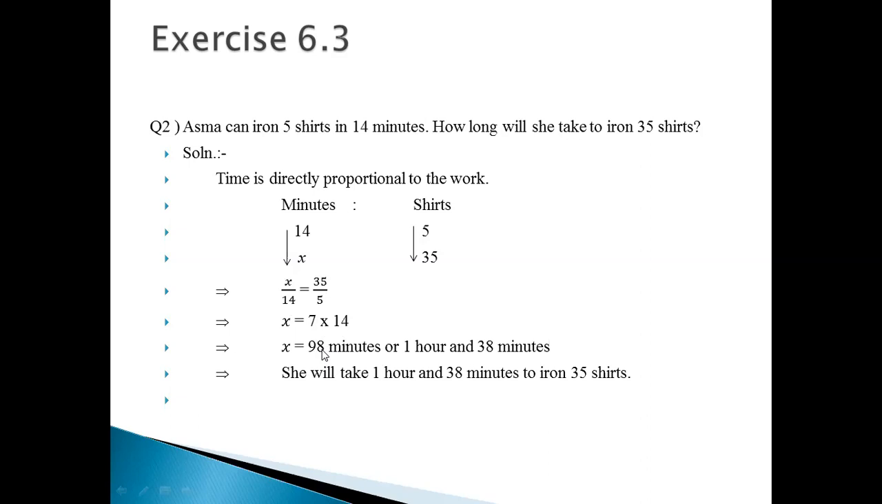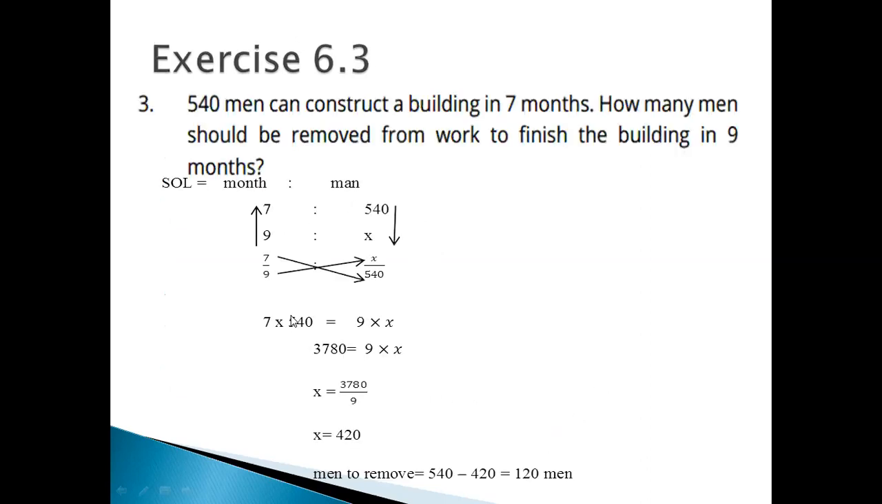So 98 minutes. You know that 1 hour is 60 minutes. So from 98 minutes, you subtract 60. So you will get 38 minutes. So 98 minutes, or you can write it as 1 hour and 38 minutes. How do you find 1 hour and 38 minutes? You know that in 1 hour there are 60 minutes. So from 98, you subtract 60. 60 means 1 hour, and 98 minus 60, you get 38. So she will take 1 hour and 38 minutes to iron 35 shirts. Now come to question number 3.